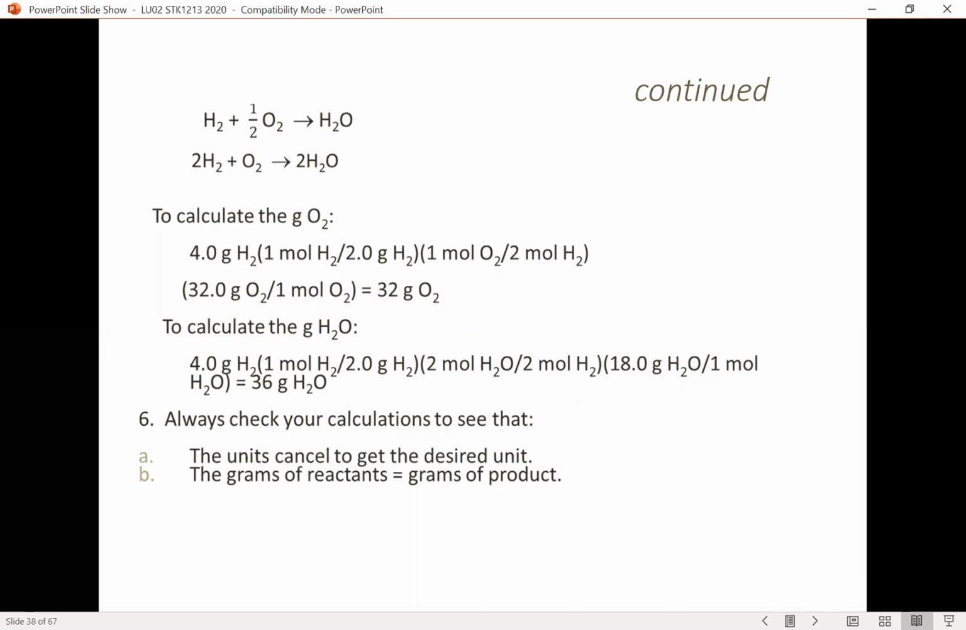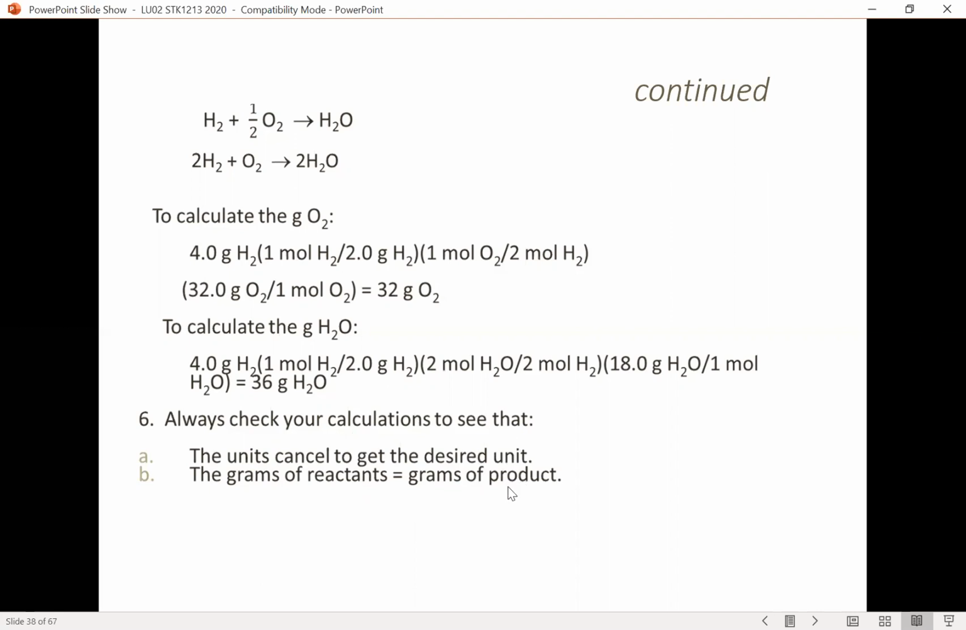Let's say mass is gram, you have to include the mole, you have to include mole per liter if necessary, gram per mole if necessary, to make sure that you don't miss any unit cancellation and you can get the unit of your final answer correctly. And the second thing that you need to make sure is that the total grams of the reactants should be the same as the total grams of the product.